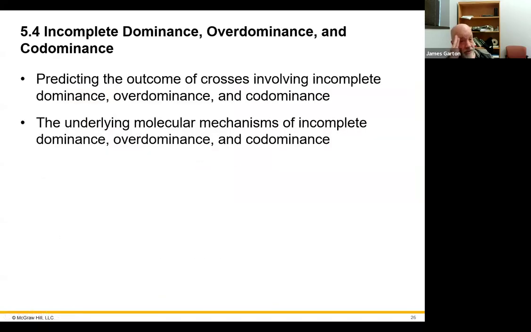And as it gets warmer, as the flies are being incubated, the number of facets goes down. And so you can try to predict outcomes with incomplete dominance, overdominance, or codominance. And we try to explain at the molecular level what's going on in incomplete dominance, overdominance, and codominance.